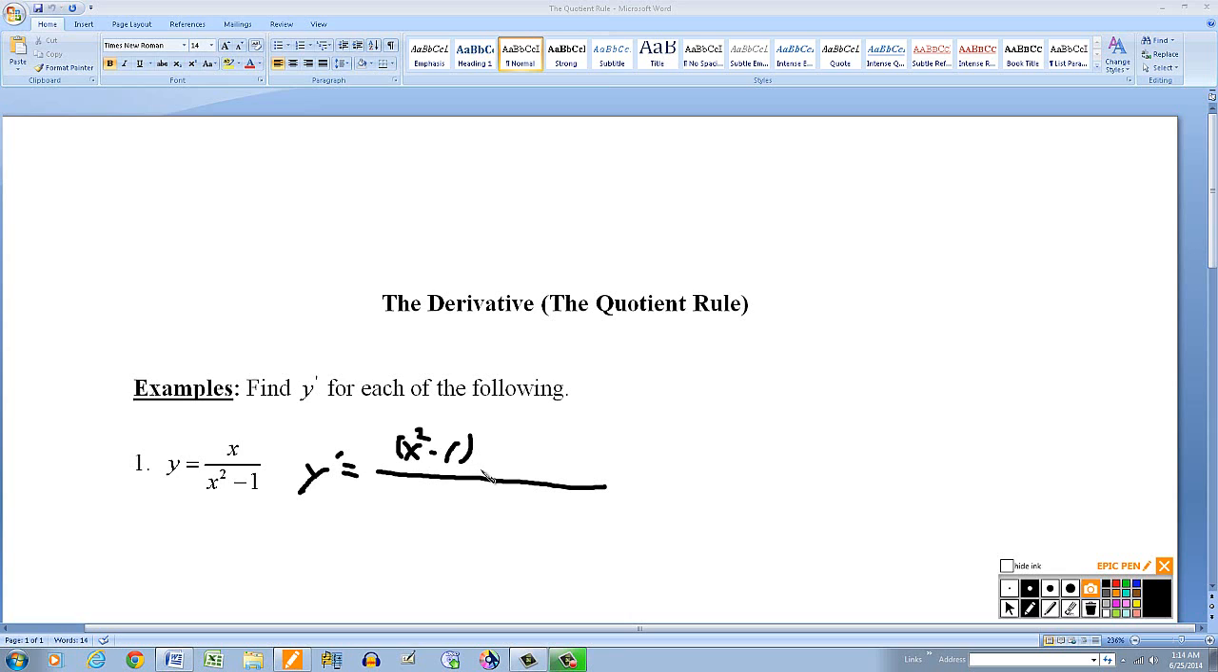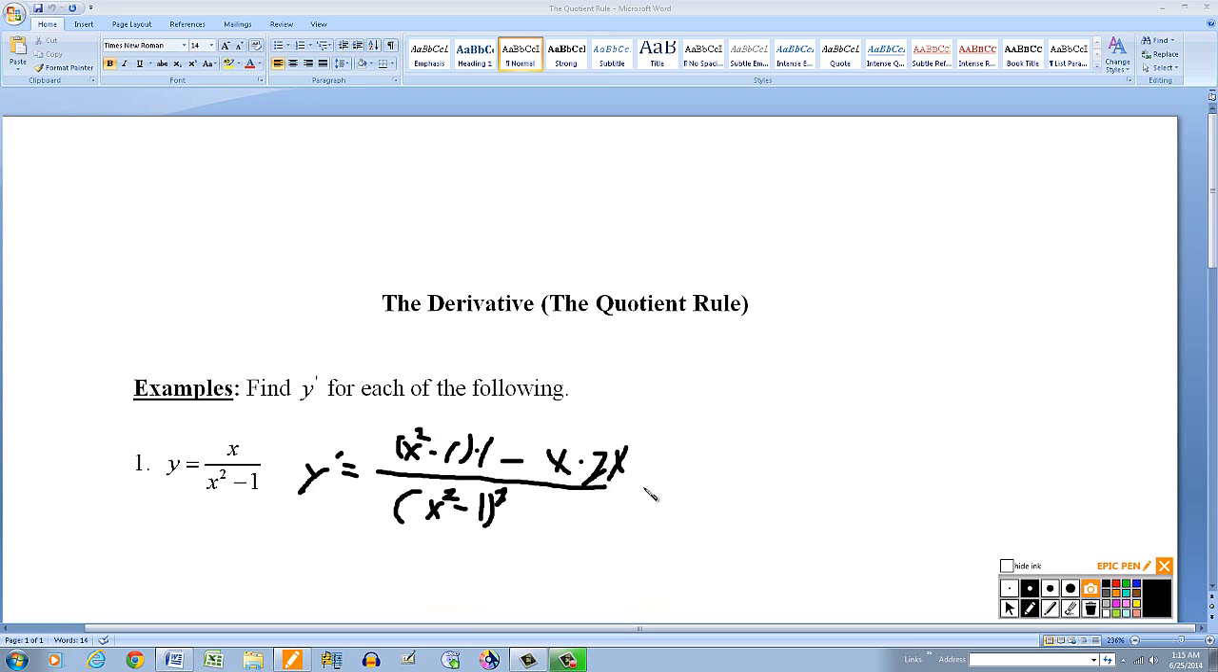times the derivative of the numerator. Derivative of x is 1, so this will be times 1. And then this will be minus the numerator, which is x, times the derivative of the denominator. The derivative of x squared minus 1 is 2x. And this is going to be over the square of the denominator. So here I just have x squared minus 1, quantity squared.